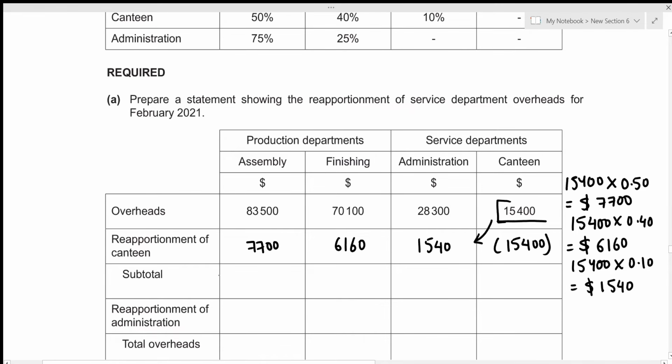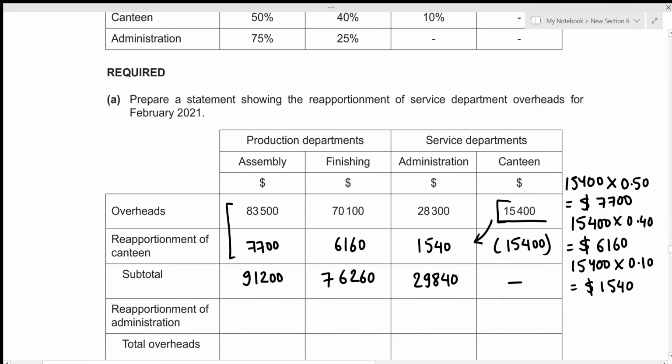Now let's calculate the subtotals. For subtotals, we just need to add these two amounts. For assembly department, that's going to be 83,500 plus 7,700, which gives the subtotal to be 91,200. For finishing department, that's going to be 70,100 plus 6,160. Subtotal is going to be 76,260. For administration department, that's 28,300 plus 1,540, which gives the subtotal to be 29,840. For canteen department, that's 15,400 minus 15,400. So there is no overheads remaining for the canteen department.